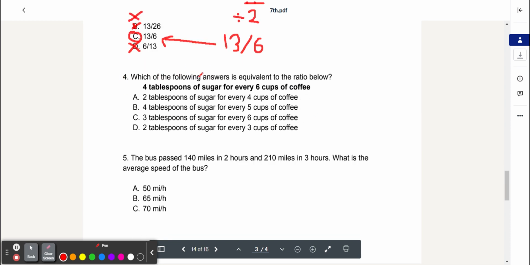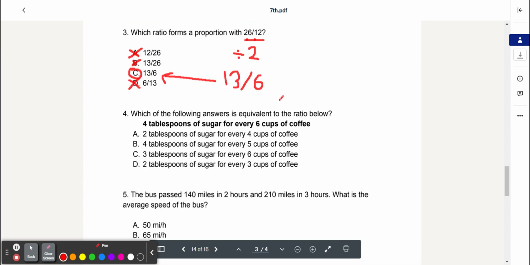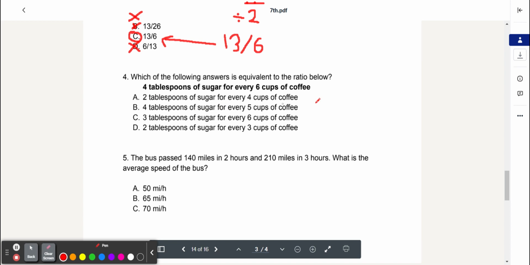Now for number 4, which of the following answers is equivalent to the ratio below? 4 tablespoons of sugar for every 6 cups of coffee. And now, just like before, we should probably simplify. So this will turn into 2 for every 3. 2 tablespoons of sugar for every 4 cups of coffee. Is that the same? The answer is no, this is not the same. 4 tablespoons of sugar for every 5, 3 for every 6, 2 for every 3, and that's what we got. This is the correct answer. Because they're proportional, they are equivalent. 4 to 6 is the same as 2 to 3.